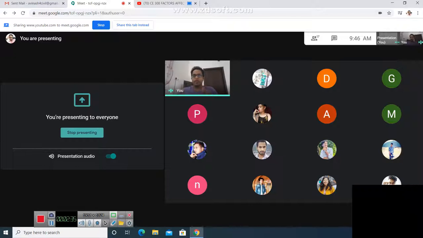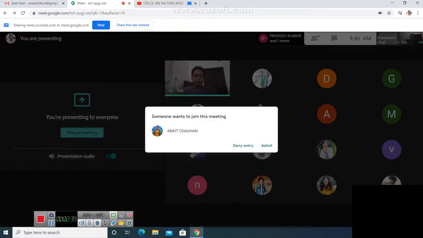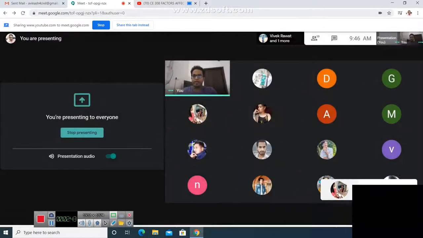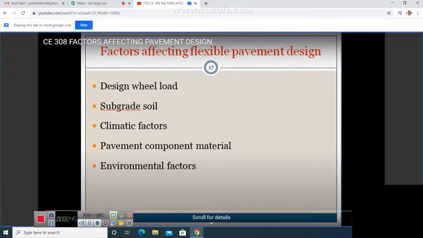So the subgrade layer will bear all the loads coming over the topmost layer. The quality of soil subgrade is a very important factor when considering the design of a flexible pavement.